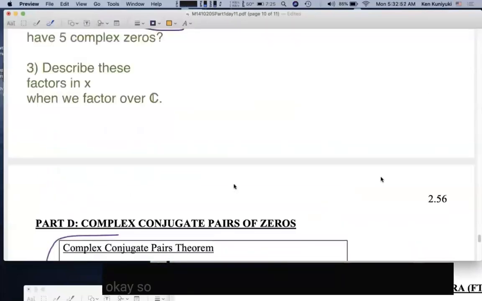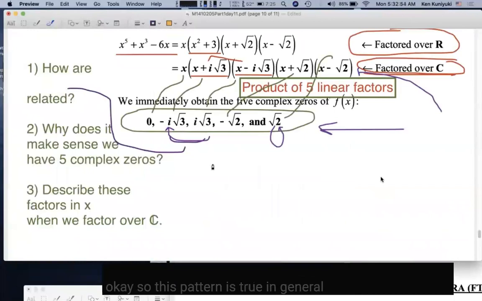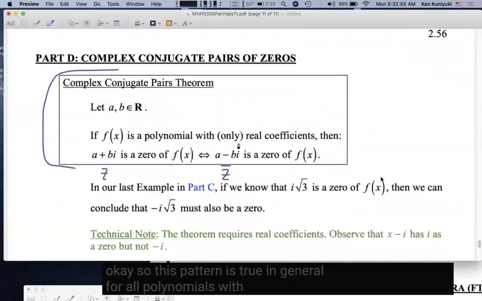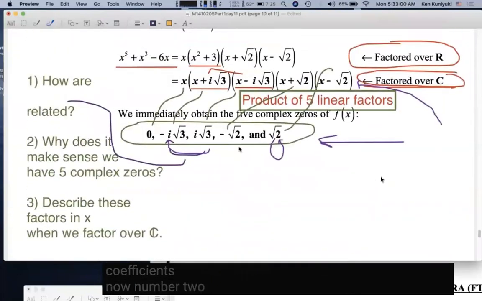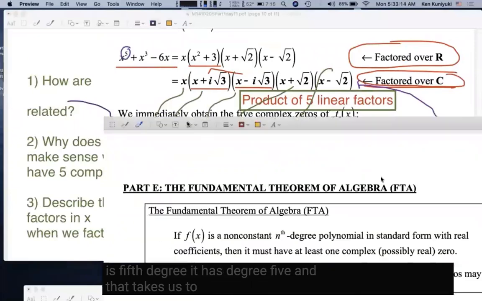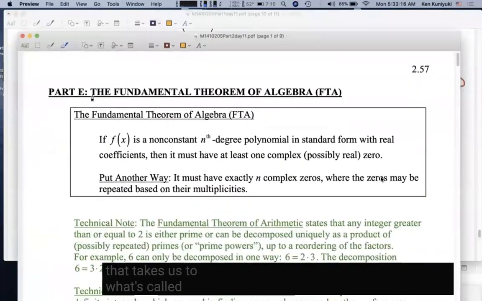Okay, so this pattern is true in general for all polynomials with real coefficients. Now, number 2, why does it make sense that we have 5 complex zeros? Well, it's because the original polynomial is 5th degree. It has degree 5. And that takes us to what's called the fundamental theorem of algebra.